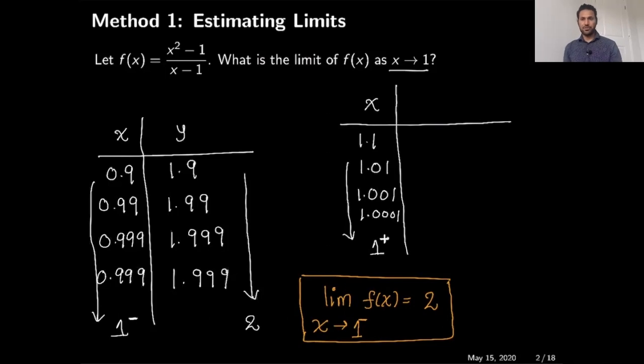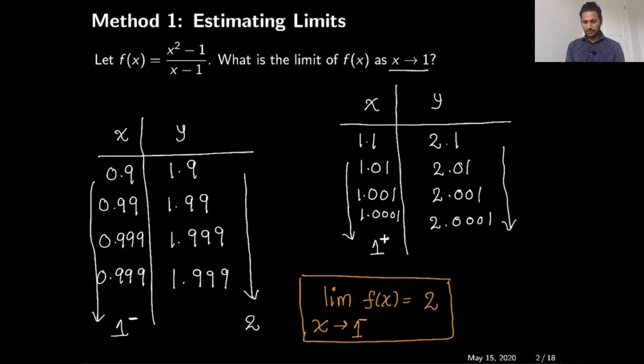Now the input is approaching 1 from the right, and let's see the output, which is the y value. If I plug that into the function, I get 2.1, 2.01, 2.001, and 2.0001. Clearly, these y values are approaching 2. So we will say that the limit as x approaches 1 from the positive side, on the right side, is also 2.